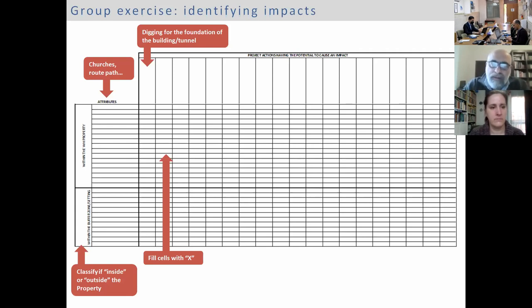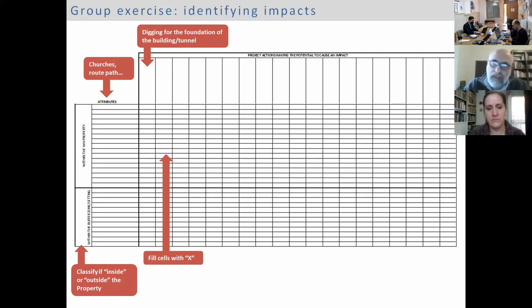Once you have highlighted this kind of action, you should be able to understand if it is outside or inside the core zone. You should list which are the attributes that could be impacted from this action. For example, in this case, I put churches, the route path for the tunnel. During the excavation, other parts of the existing buildings could come up, as always happens during archaeological investigation.